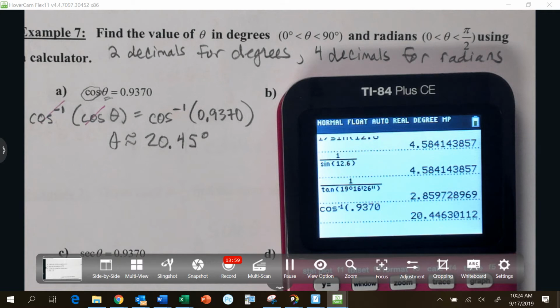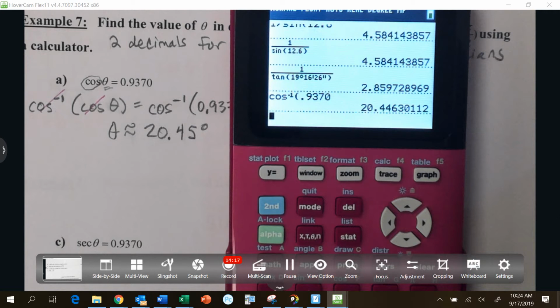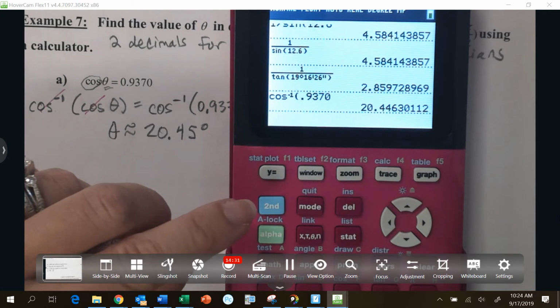That would be degrees. How do I know that my answer is degrees? Jalen? Because you're trying to find an angle. But how do I know this is degrees and not radians? The 20.45. How do I know my answer is degrees? Because my calculator is in degree mode. That's how I know it's in degrees. So how can we find the radian answer? That's one way. We'll go over both ways that you can do it.